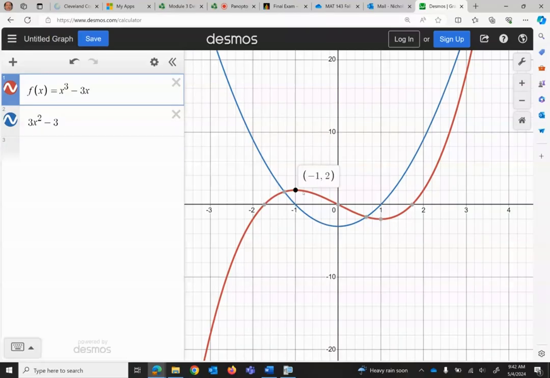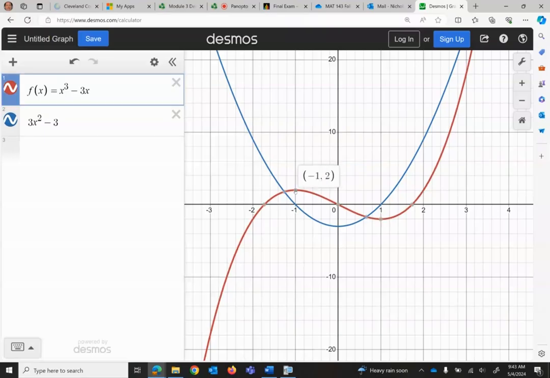Our function right here, for instance, that's a maximum. The slope of our original function should be 0. And look, the slope at x equals -1 is 0. It's also 0 here for our derivative, which means, again, we have a slope of 0 here. It's a minimum value.